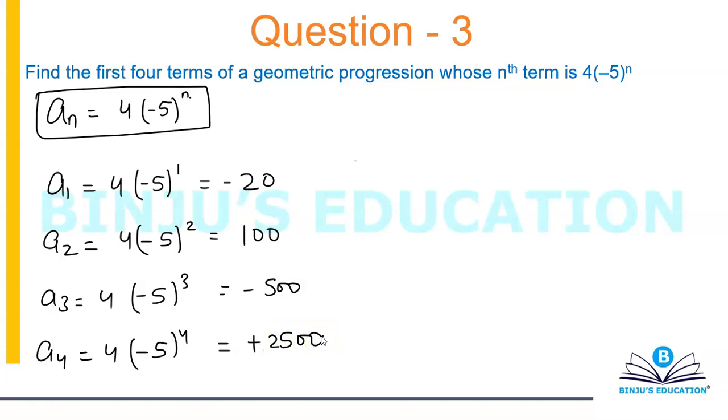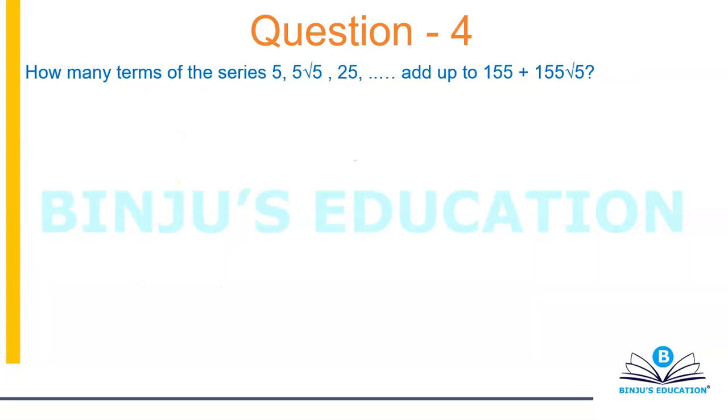That is plus 2500, or basically you can say that you have a common ratio of minus 5. Once you know the first term, you can keep on multiplying by minus 5 in order to get the next term, or the successive term. That is all that you have to do. Alright, so pause the video and try this question number 4, please.